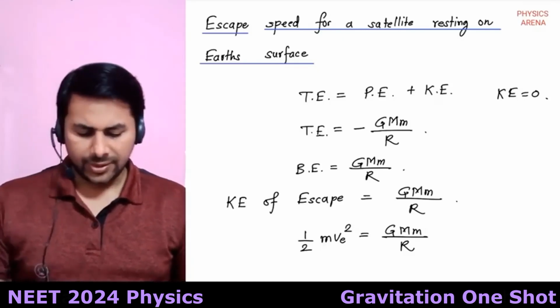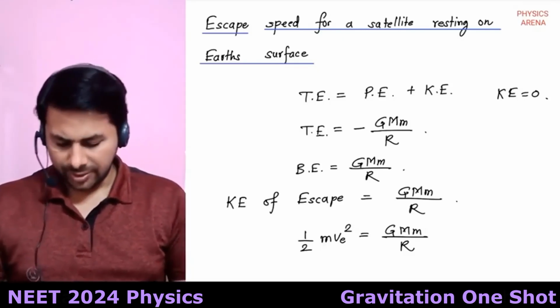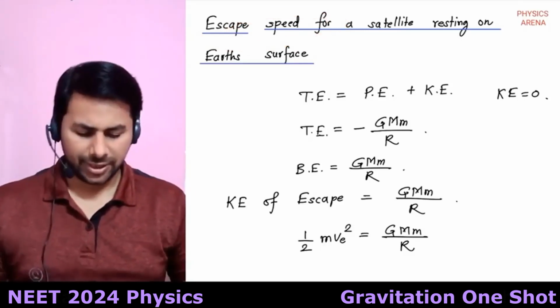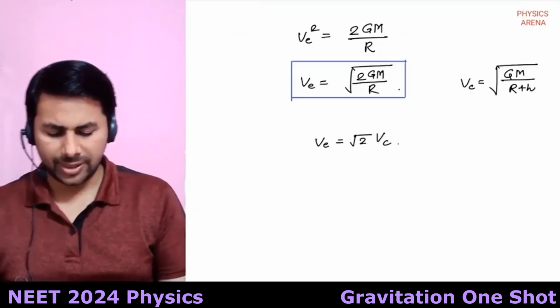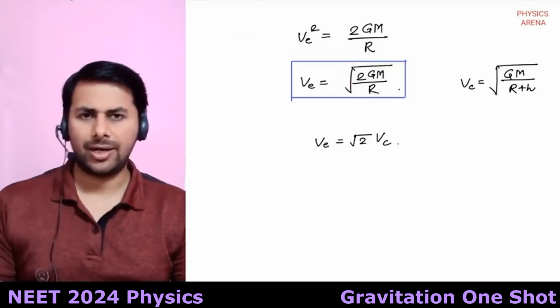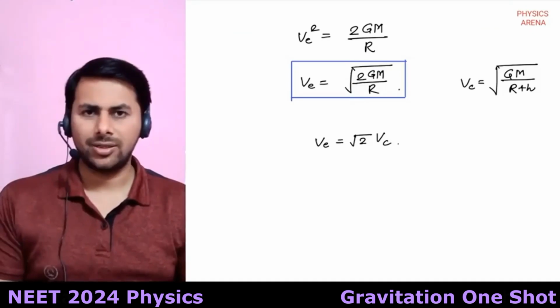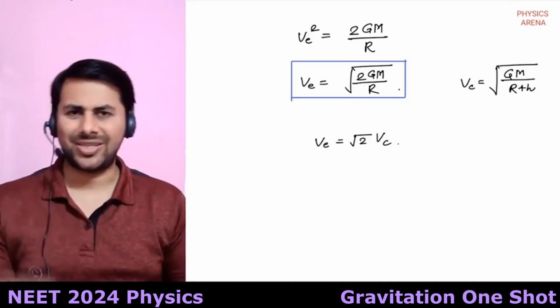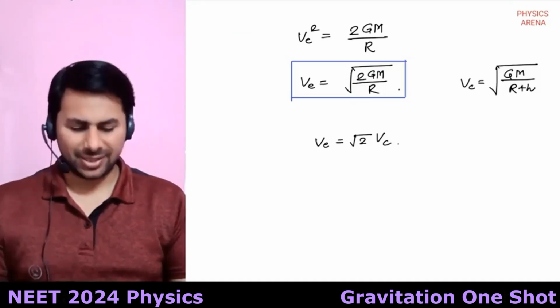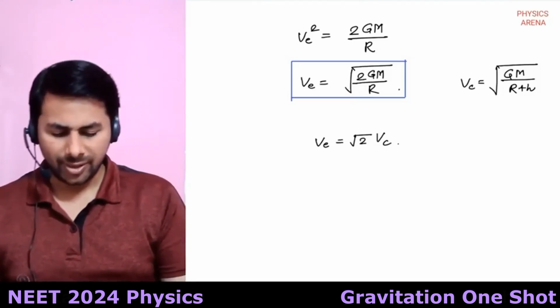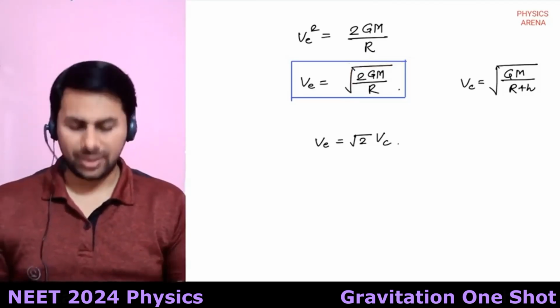Now, if a satellite is resting on Earth's surface, then how much would be its escape velocity? Its escape velocity will be just equal to root of 2GM upon R. It is the same as that of any object resting on Earth. Whether it is a satellite or some other object, it does not matter. So on Earth's surface, it is equal to the square root of 2GM upon R.